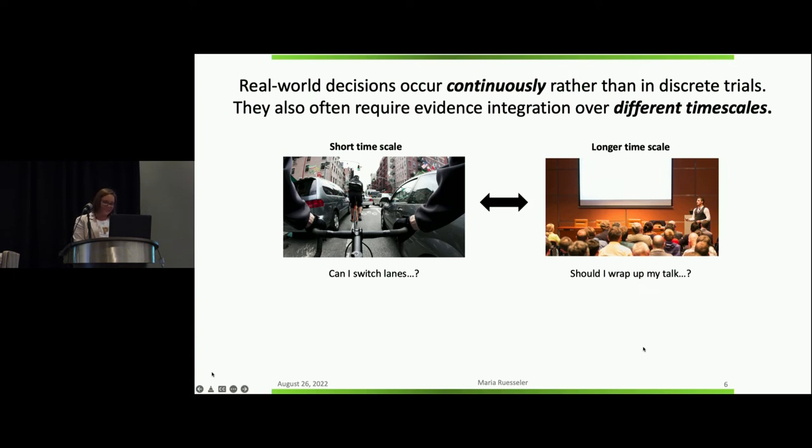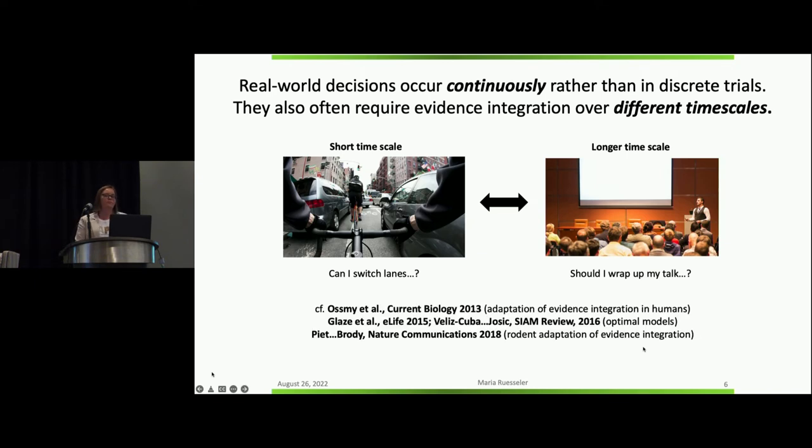The idea that we adapt our evidence integration kernel to different environments is not a new one. There are already quite a few papers that talk about leaky evidence integration and how we can adapt our evidence integration kernels to different environmental statistics. My work builds on these studies. First, I wanted to design a task which allows me to get a direct empirical readout of these evidence integration kernels. And second, I wanted to look for neural correlates using EEG.